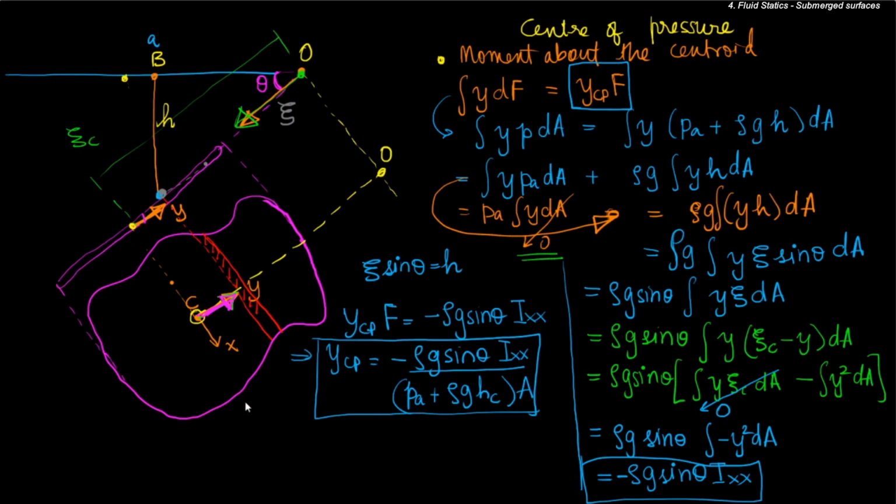So we note that rho is positive, g is positive, sin theta is also going to be positive as per the sign convention. PA, rho, g, hc, A, everything is positive. Moreover, Ixx is the integral of y squared dA, so it's a squared integral, and hence this is also positive. So this entire term is positive, and there is a negative sign outside, so YCP is always negative, meaning the center of pressure will always lie at a point lower than the location of the centroid.